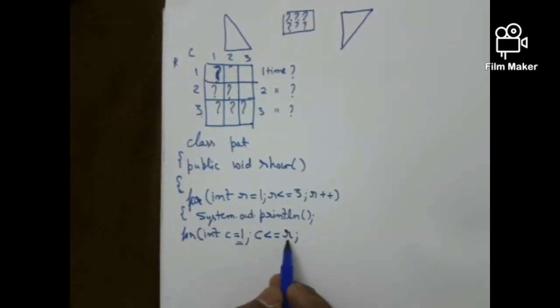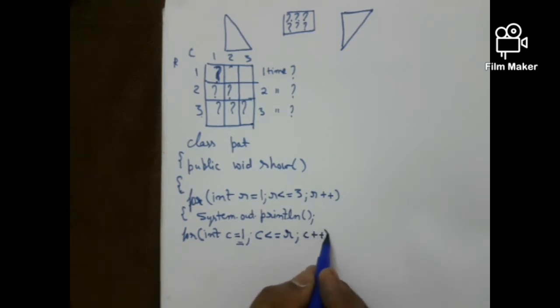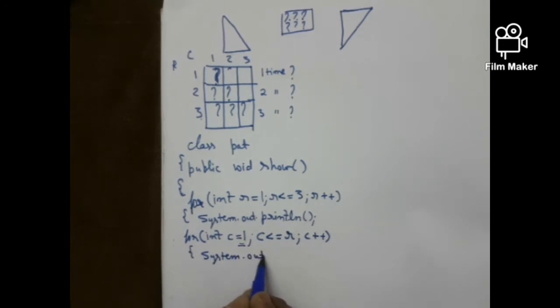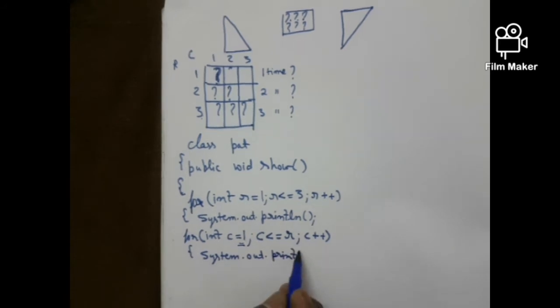So here I will write C less than equal to R, C++. Alright. And here I write system dot out dot print, or println. Print, because we are not changing the line, we have to print in the same line. What? Question mark. I will write the question mark here.